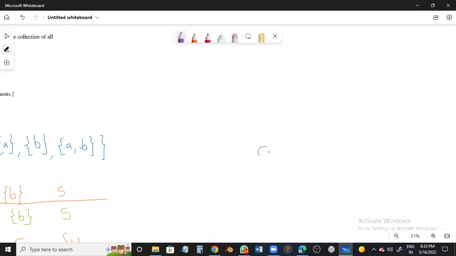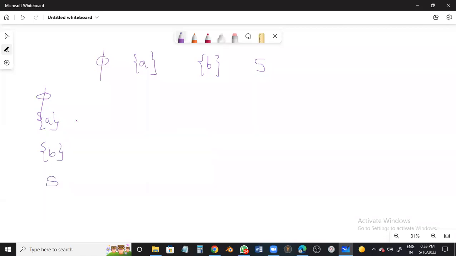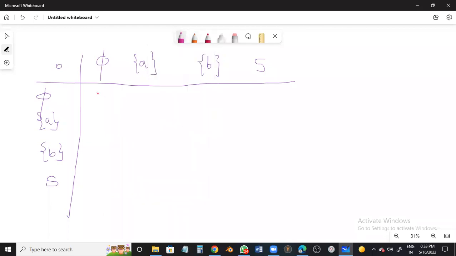We have phi as our first set, singleton A. Then I'll have singleton B. And lastly, we have S. Here also we have phi, singleton A, then we have B, and lastly, S. I think all of you are ready with the answer. We are continuing with multiplication. Okay. So I hope you'll help me with the first row.